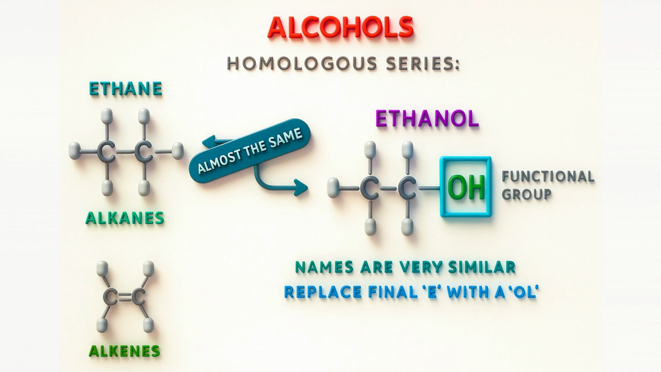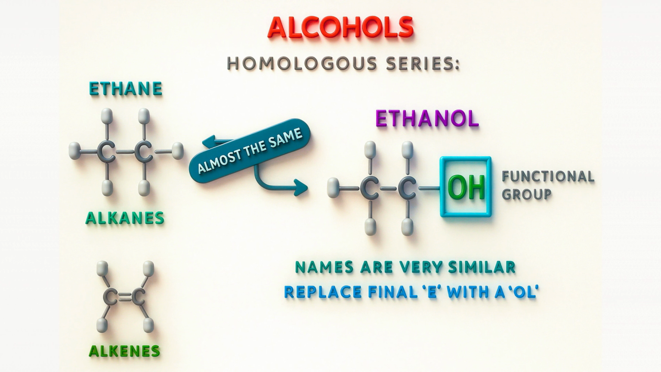Alcohols look structurally very similar to alkanes, but with one very important difference. They contain an OH group, known as the hydroxyl group. This hydroxyl group takes the place of one of the hydrogen atoms found in alkanes. The presence of this functional group gives alcohols their distinct properties.